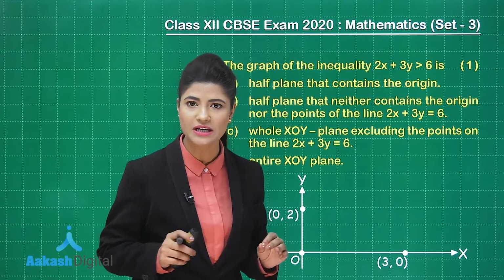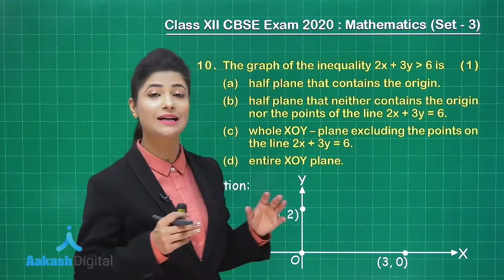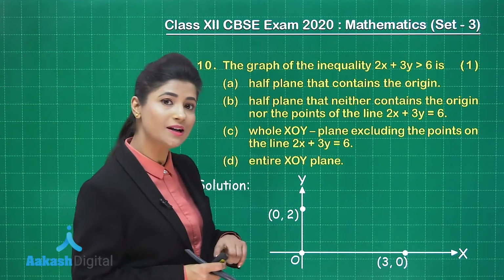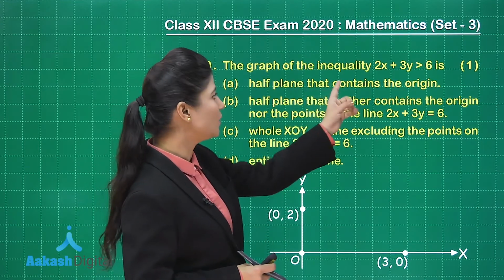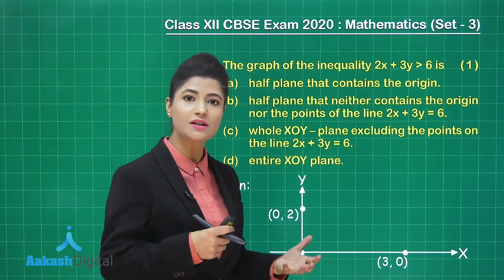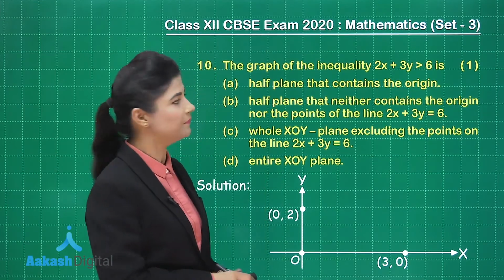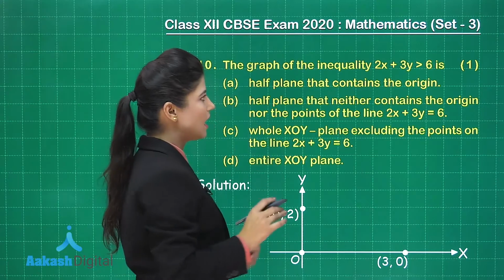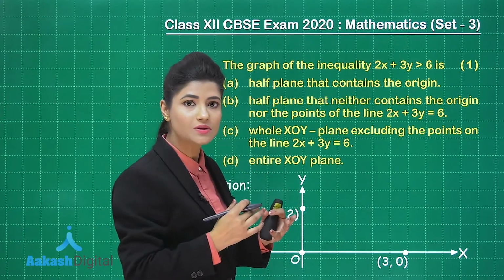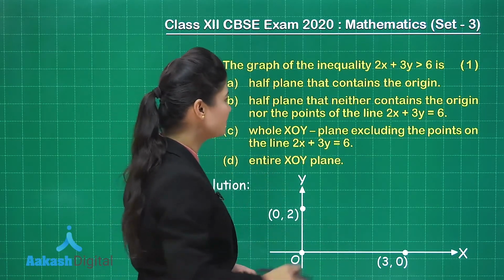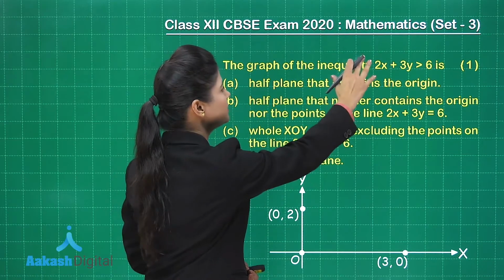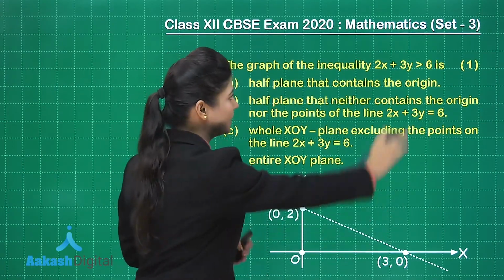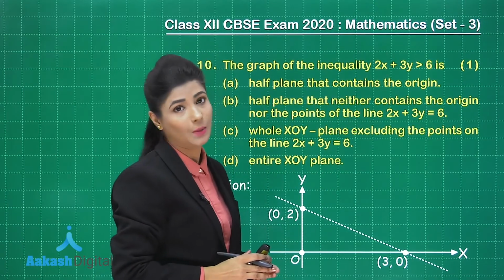These 2 points are obtained, and when you join these 2 points, you will get the straight line 2x plus 3y equal to 6. But this question is not related to the straight line, it is related to the inequality. So we need to obtain the region represented by this inequality. So here I have 2x plus 3y greater than 6. This is not greater than or equal to 6. So even if you make the straight line, it will not satisfy this inequality. Here we need to make a dotted line to represent this inequality.